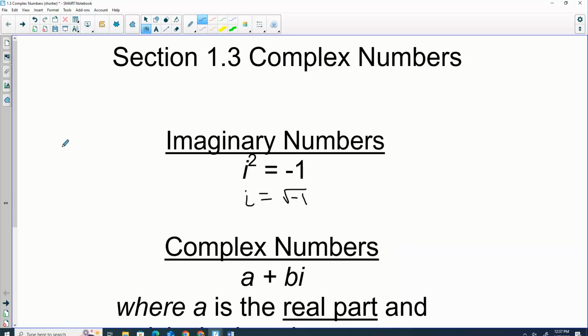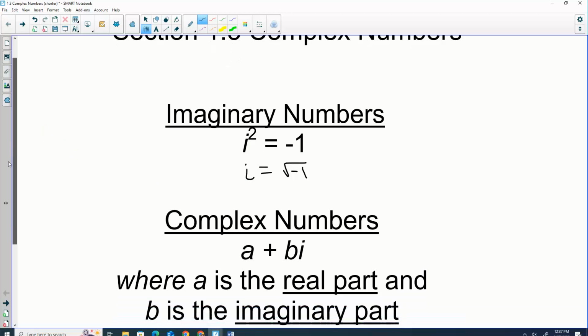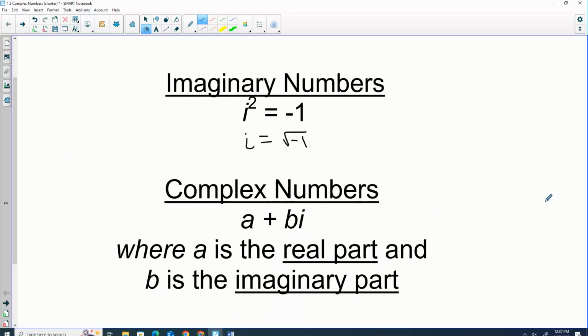So when we see complex numbers, we're used to seeing things of the form a plus bi. That's what's called the standard form. So it's always the real plus the imaginary. a is your real part because it's just a real number without an i. b is considered the imaginary part because it's the coefficient of the i.